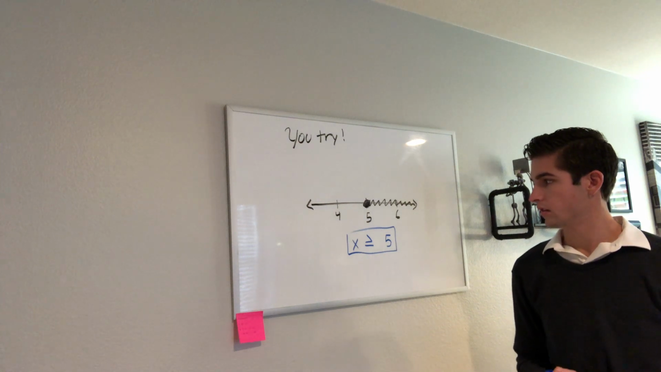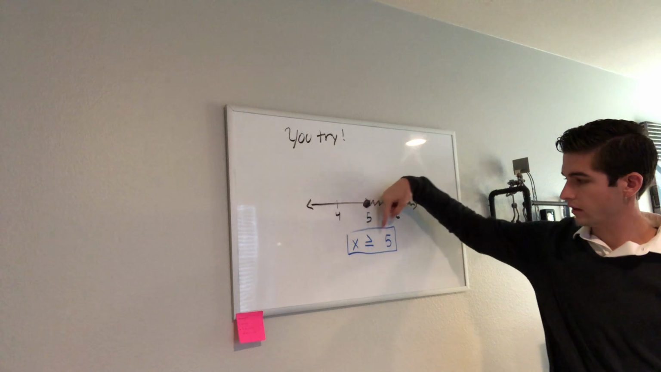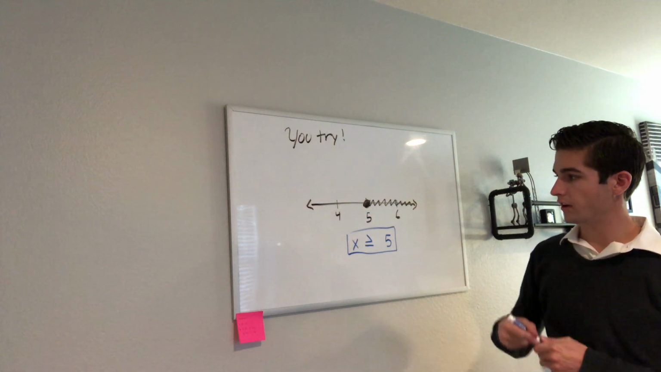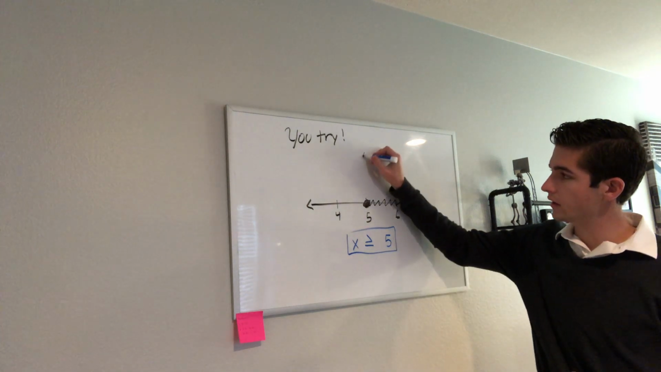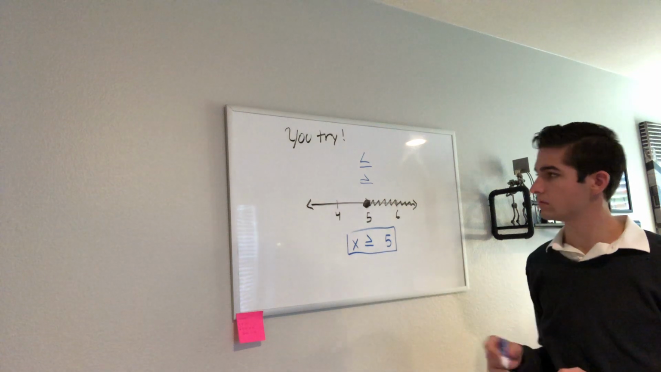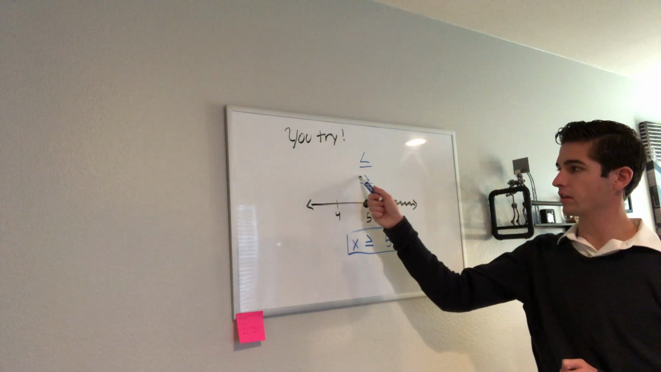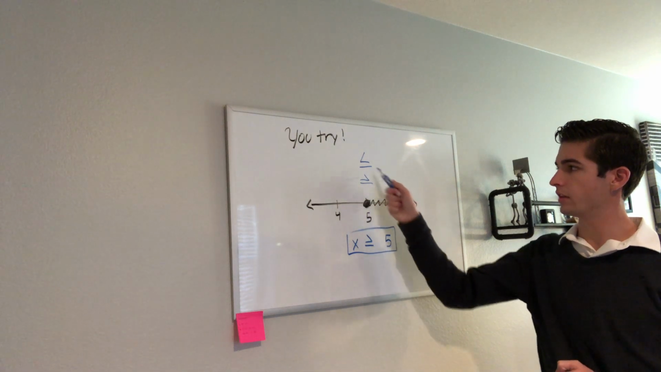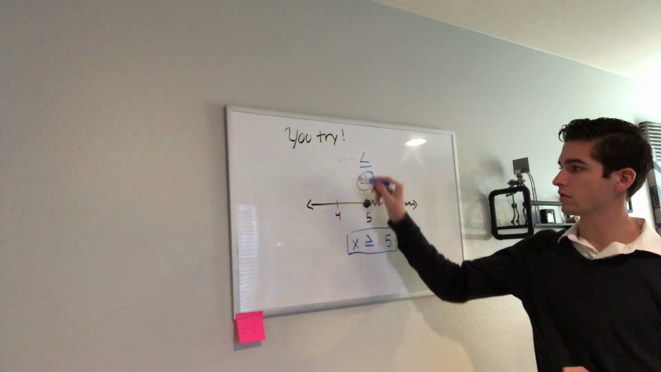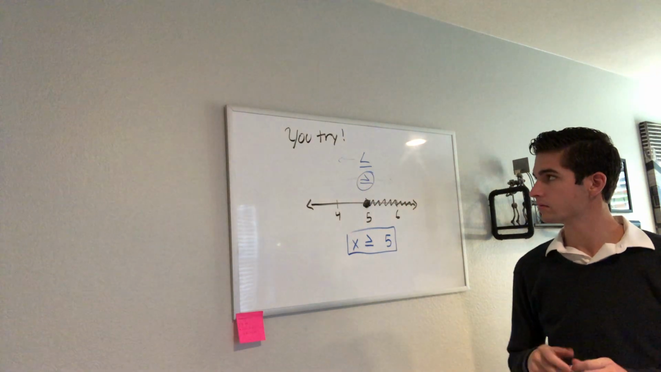So, we have an x, and we have our 5, and the dot is closed, so we know it's going to be is less than or equal to, or is greater than or equal to. And we just want to point it to where it shades, right? So this one's pointing in this direction, and this one's pointing in this direction, right? So we know we want to use is greater than or equal to.